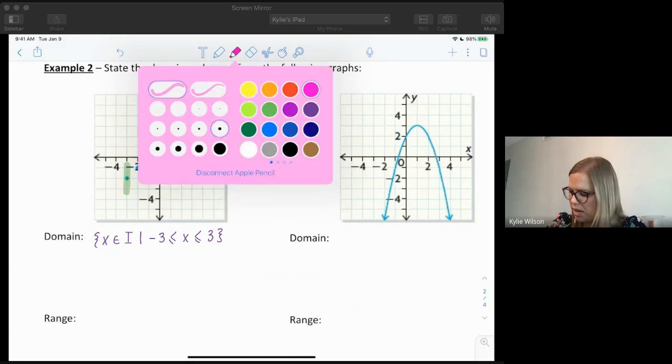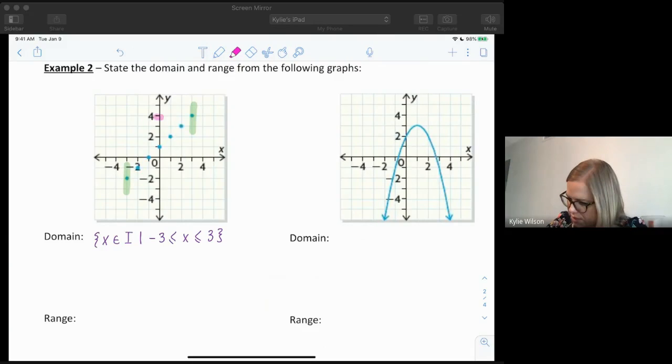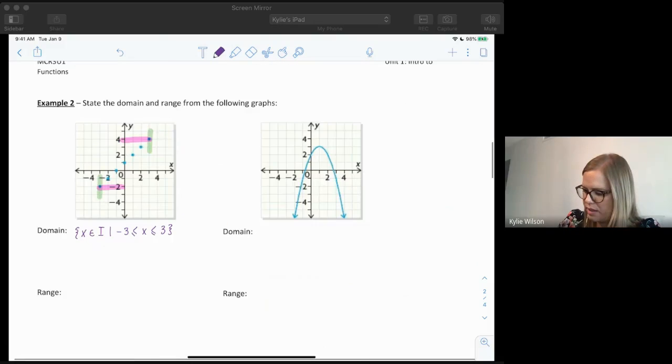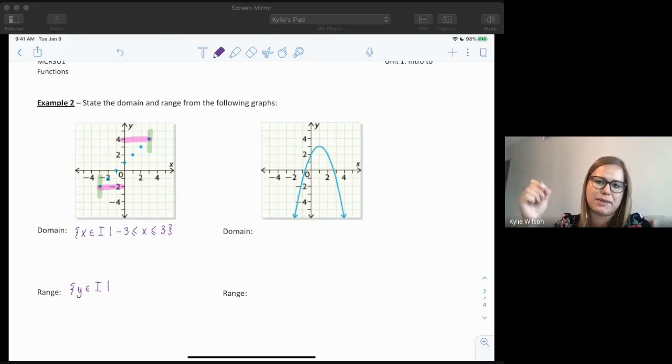Now let's look at my y's. My y's are sandwiched between 4 and -2. So similarly, my y's are also an element of integers. And the reason they're integers is because we don't have a line connecting all of them. It's just the whole number points. And it's sandwiched between -2, which is less than or equal to y, which is less than or equal to 4.